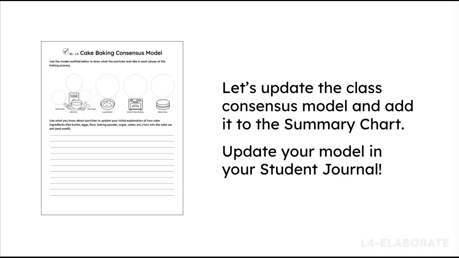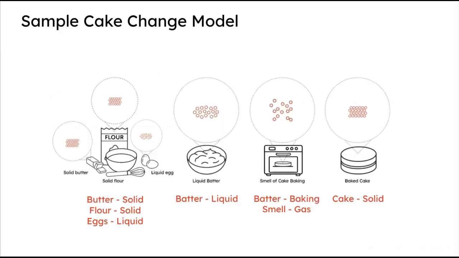You'll have students update their models on the Cake Baking Consensus Model student journal page. From the discussion, students should be able to update their model to show that the cake batter goes through a chemical change and turns from a liquid into a solid. As it changes, it releases a gas. We smell the gas as the particles take up space in a room.